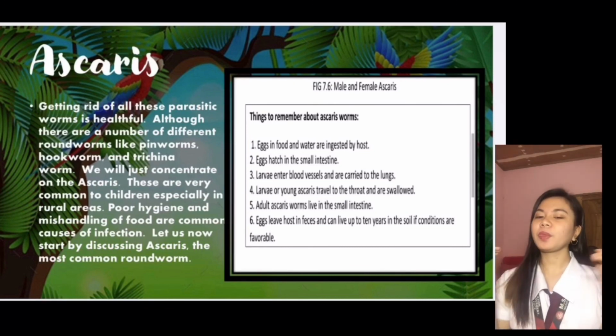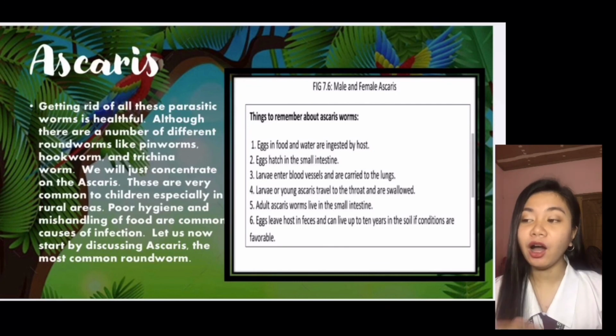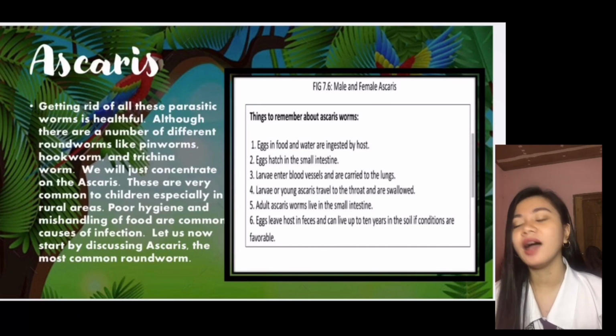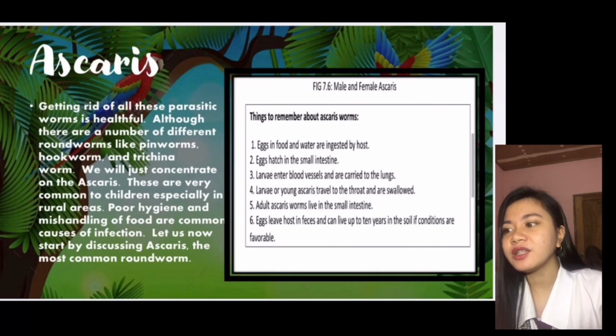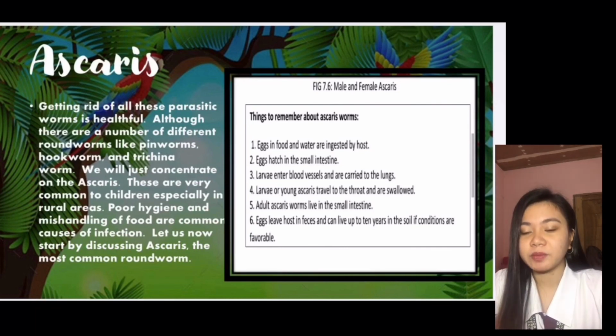So, ako as a 22 years old, hindi ako familiar na ang tawag pala sa bulate sa katawan natin ay ascaris. And there are things to remember about ascaris worms. So, ito daw yung worm na sumasama sa pagkain natin at tumitira sa ating katawan.